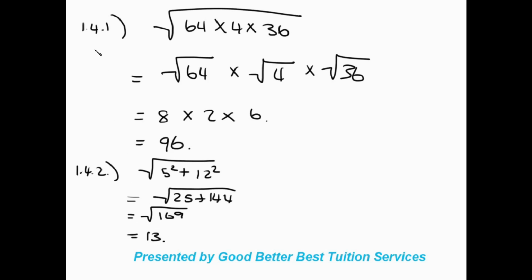Hopefully that makes sense. And then moving on to our last one, which is going to be 1.4.3. They ask us here to do 3 over 4 divided by 5 over 8 plus 2 over 3. Cool.